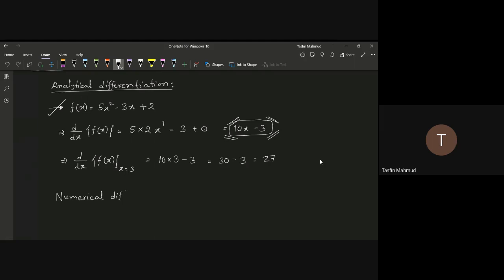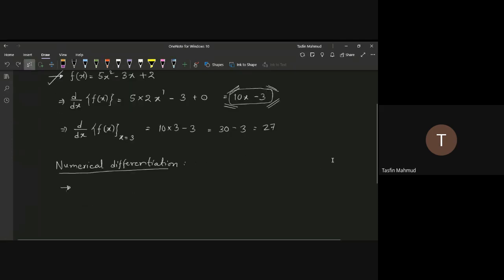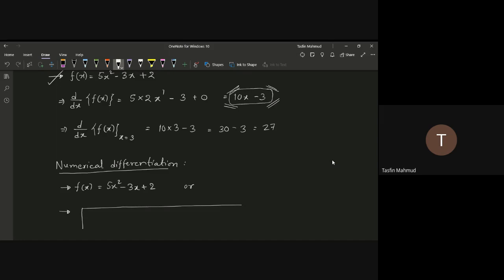now we are willing to discuss the numerical differentiation approach. Okay. So for the numerical differentiation approach, let's assume we have been given this function, or we may have been given some data points. So for numerical differentiation, there can be two different approaches. One approach can be that we have been given some function that looks like this, 5x squared minus 3x plus 2, or we may have been given a set of data points, like we have some values of x and their corresponding f of x.